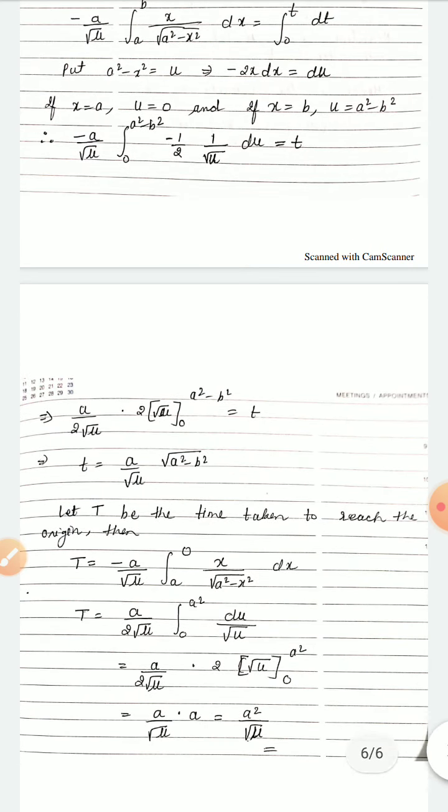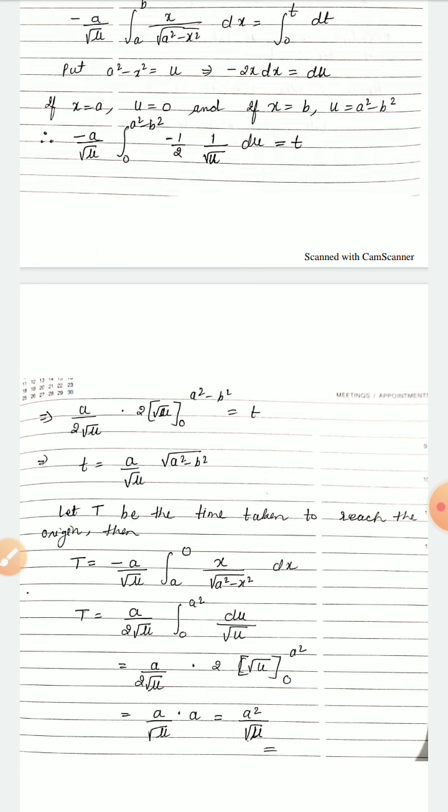After integration, we will get a by 2 root mu into 2 root u, putting the limits 0 to a square minus b square, is equal to t. So finally we will get t is equal to a by root mu under root a square minus b square.